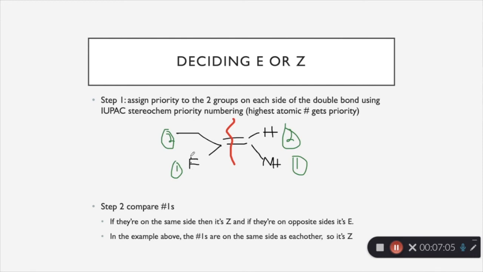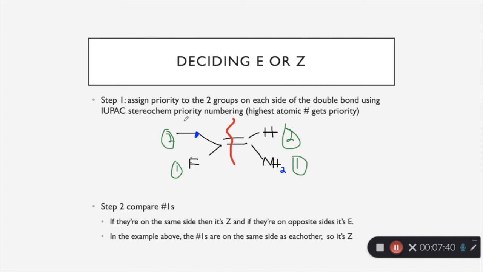So this fluorine is going to have a higher atomic number than this carbon right here, and it goes the same way. If these are the same, then you would go to the next atom over. But in this case, fluorine is a higher atomic number than carbon. So this would get priority 1 and this would get priority 2. Nitrogen also has a higher atomic number than hydrogen. So this amine group right here, this should be an NH2, gets number 1, and then this hydrogen right here would be number 2.